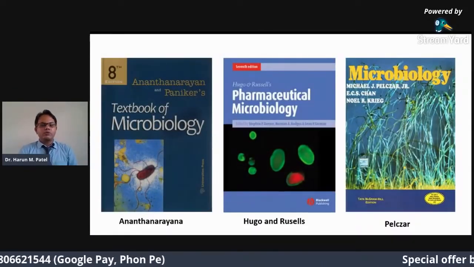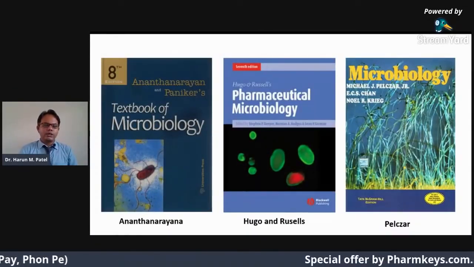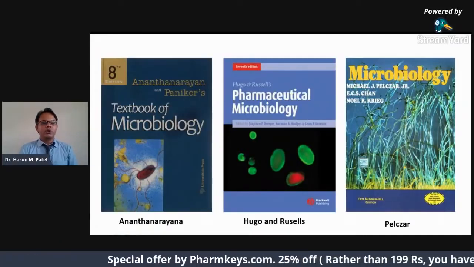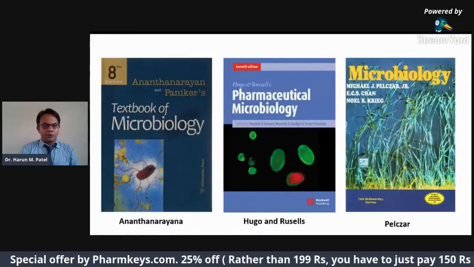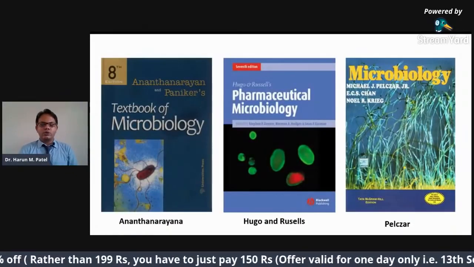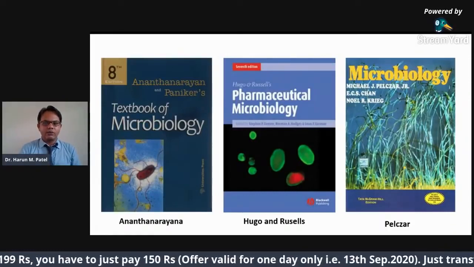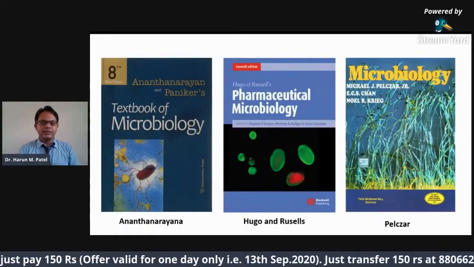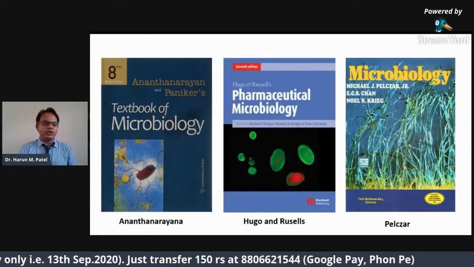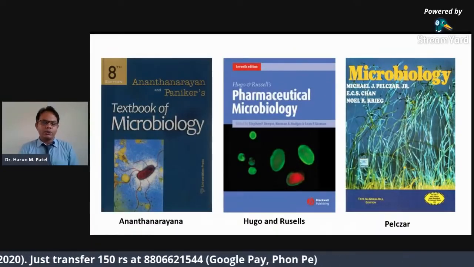And these are the 3 books which I'll recommend for you. The first one is Ananta Narayana. The second is Hugo Russell. Hugo Russell is one of the best books for immunity, I can say that. And at the same time, you can also read the Pelczar for vaccine and sera. For vaccine and sera, I'll recommend the Pelczar. And for immunity, I'll recommend Russell. And on an average, you can read Ananta Narayana for all the topics.